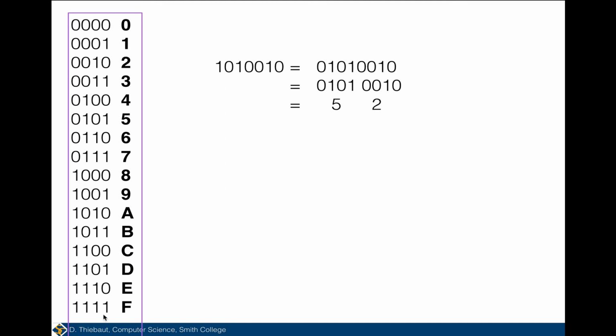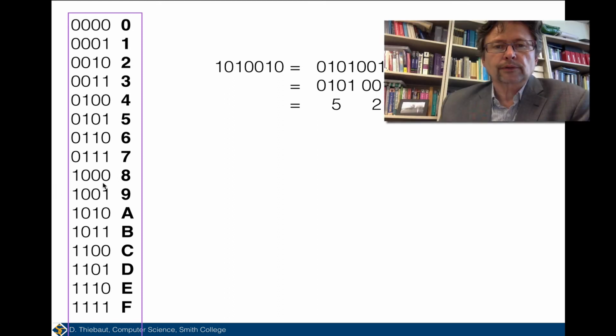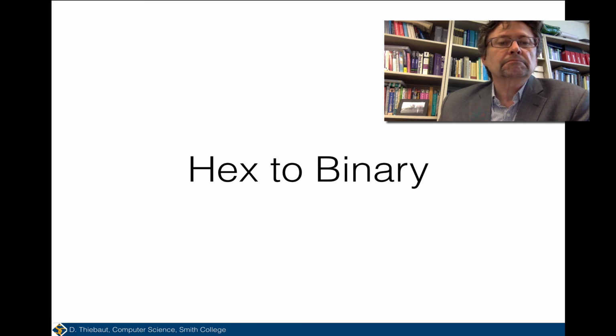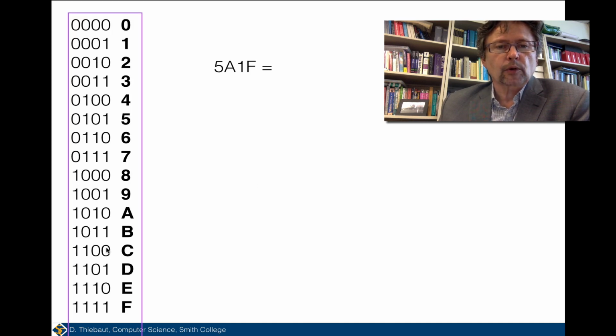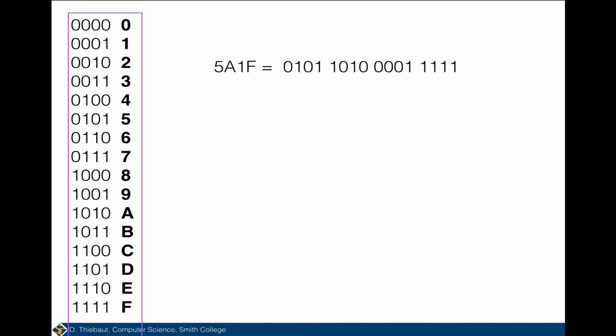You just need to have this table, and you can draw it on a piece of paper near you or have it available. But at some point you'll know it by heart, and you won't have to draw it. So hex to binary, simple. You use the same table, and you know that each digit in hexadecimal corresponds to 4 bits. So you replace each one by a group of 4 bits. 5 is 0, 1, 0, 1. A is 1, 0, 1, 0 right here. The same thing for 1, same thing for F. F is always all ones, 4 ones.